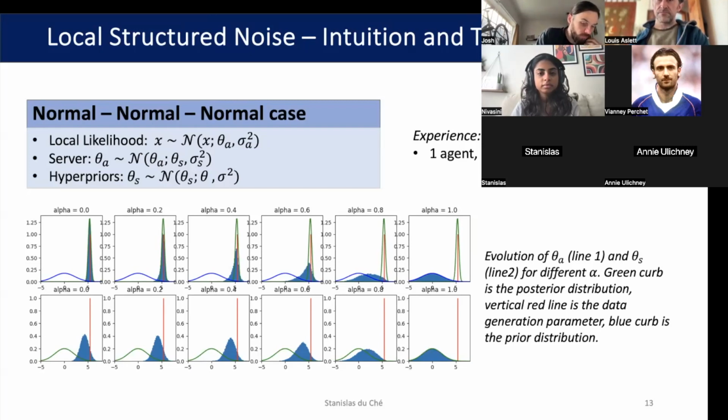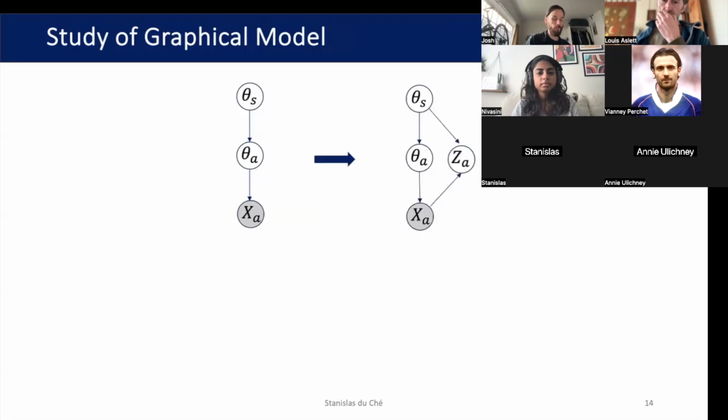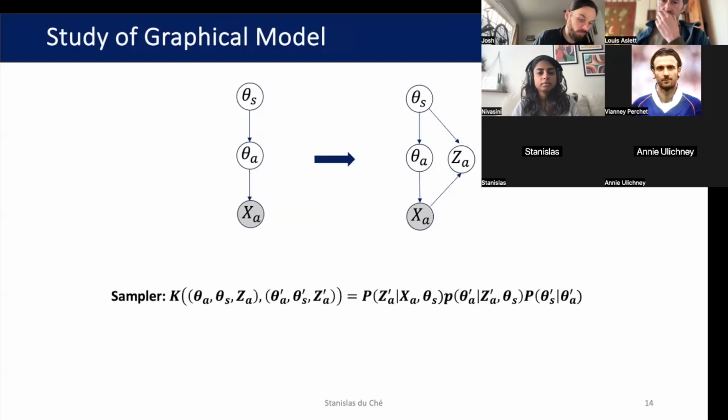If you have any questions so far. Okay, so what is happening when alpha is between 0 and 1? Just to remind what happened, we take our hierarchical model here and shift it to this sort of graphical model, and we derived the sampler associated like that.